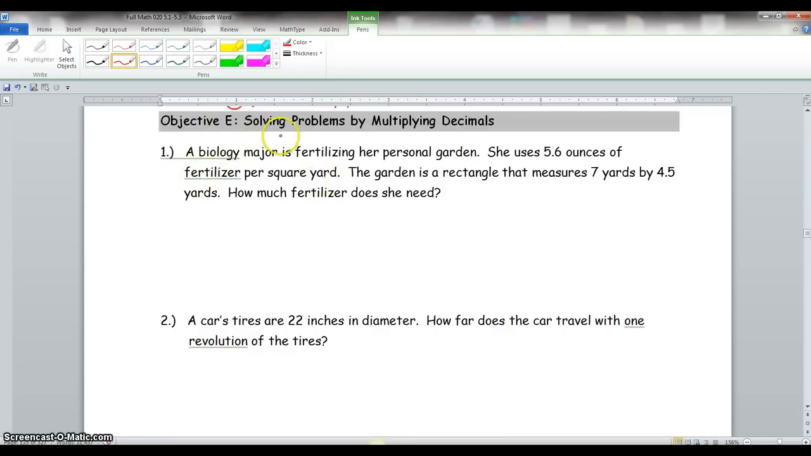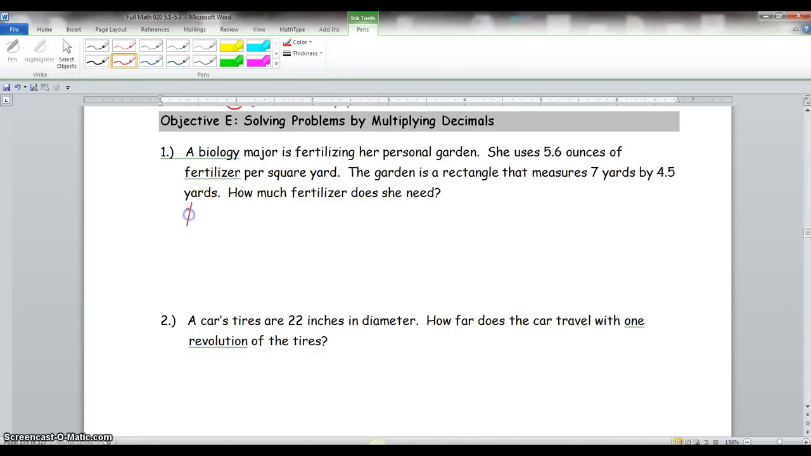Now let's look at objective E. These are our last 2 problems. It says solving problems by multiplying decimals. A biology major is fertilizing her personal garden. She uses 5.6 ounces of fertilizer per square yard. The garden is a rectangle that measures 7 yards by 4.5 yards. How much fertilizer does she need?